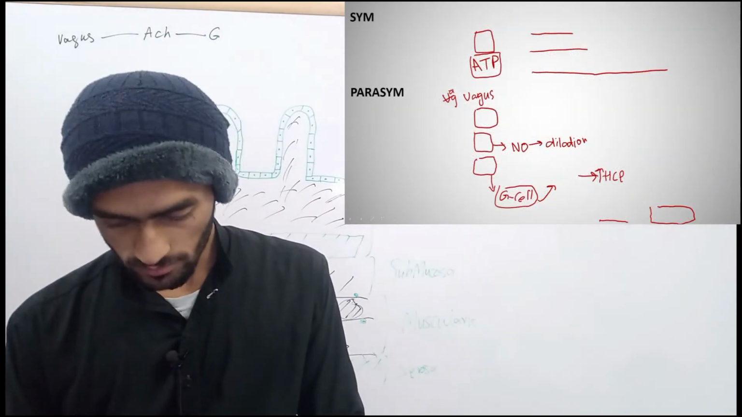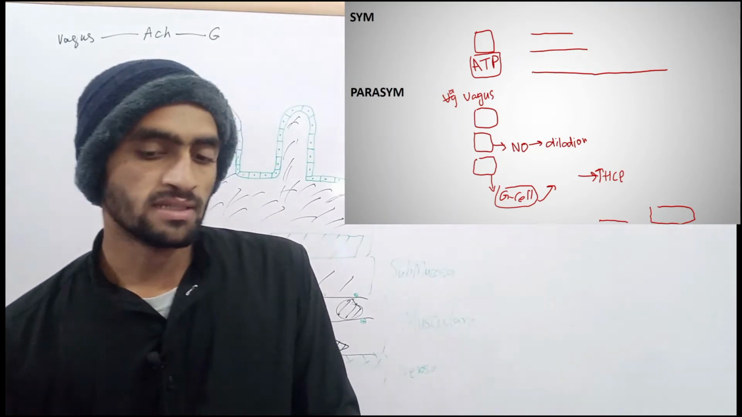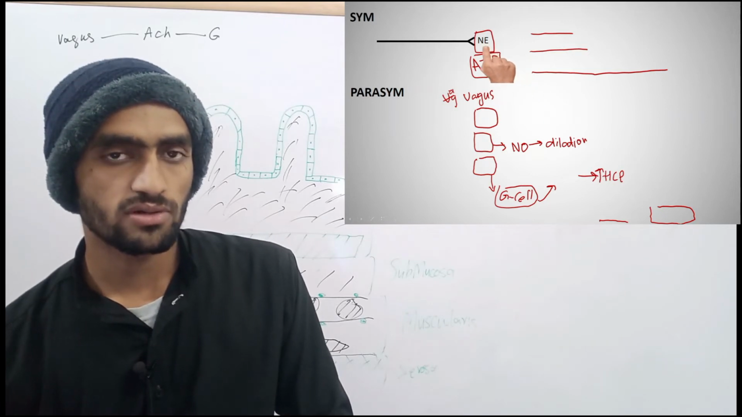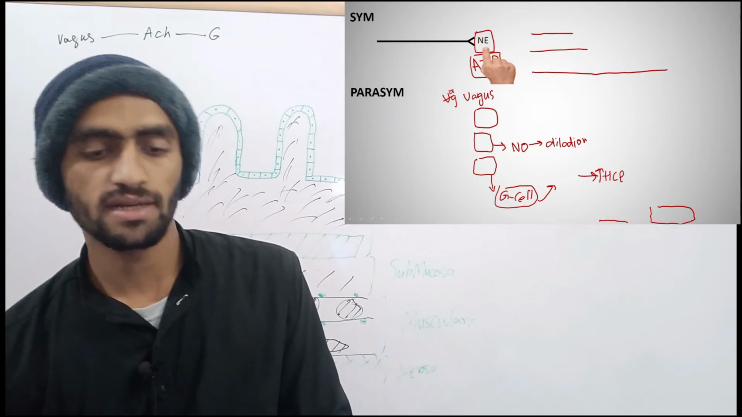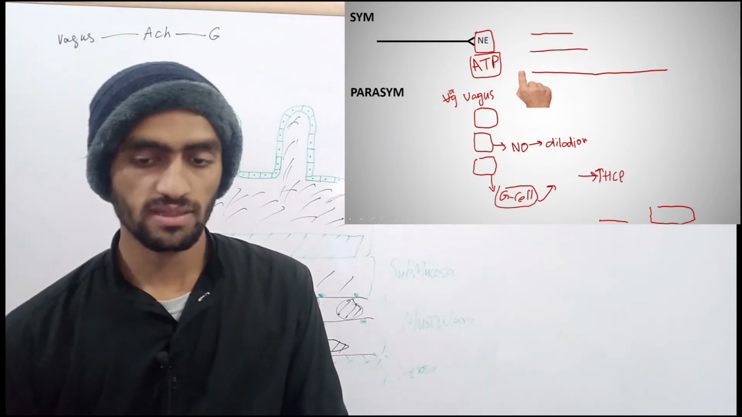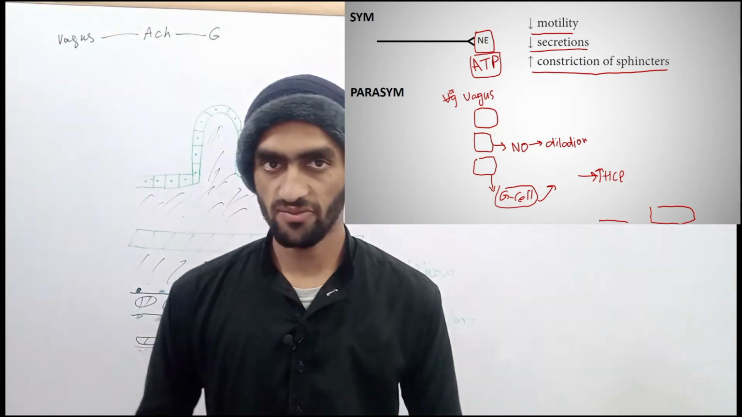Sympathetic. The nature of the neurotransmitter defines the function. Norepinephrine or ATP, they control the function.